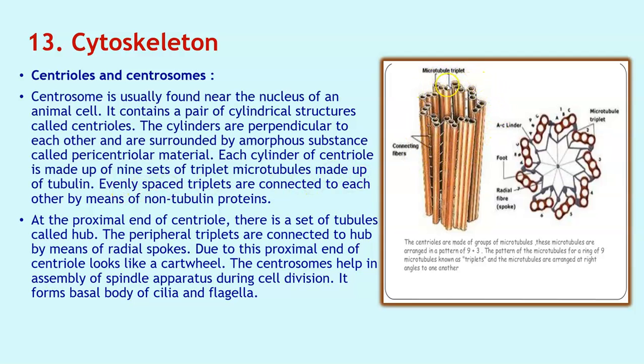So here, if you have a look, this is the centriole, which has this triplet microtubule, and these microtubules are interconnected by a non-tubular material. Evenly spaced triplets are connected to each other by means of non-tubular proteins. At the proximal end of the centriole, that is at one end, there is a set of tubulins called the hub. The peripheral tubulins are connected to the hub by means of a radial spoke. So here you can see that they are interconnected, and this is your radial spoke which is connecting the triplet microtubules. Due to this, the proximal end of the centriole looks like a cartwheel. So if you see from one end, it appears like a cartwheel.